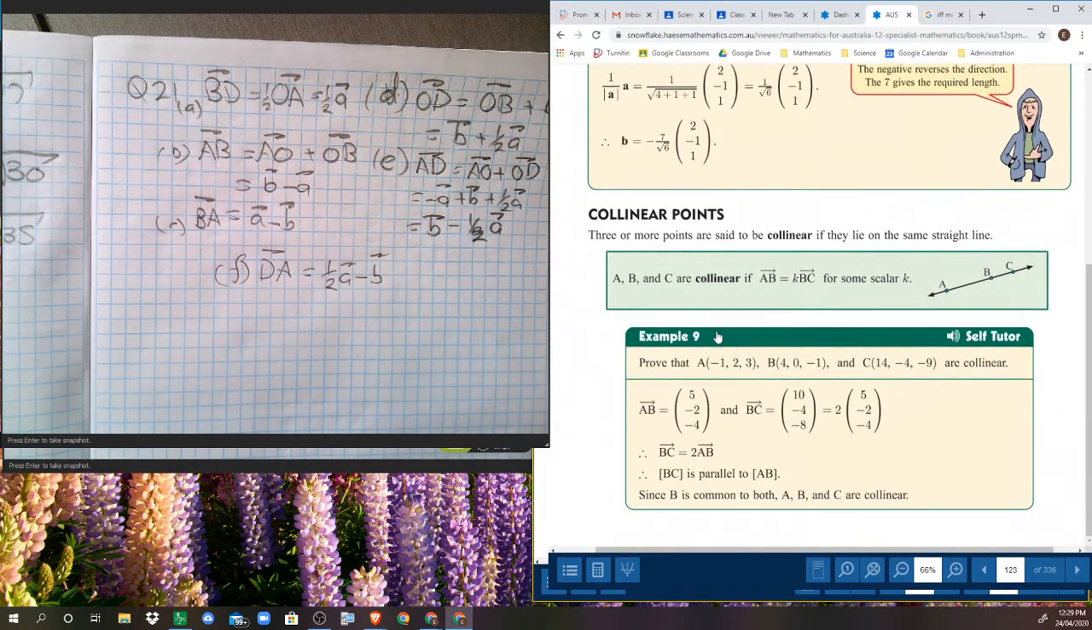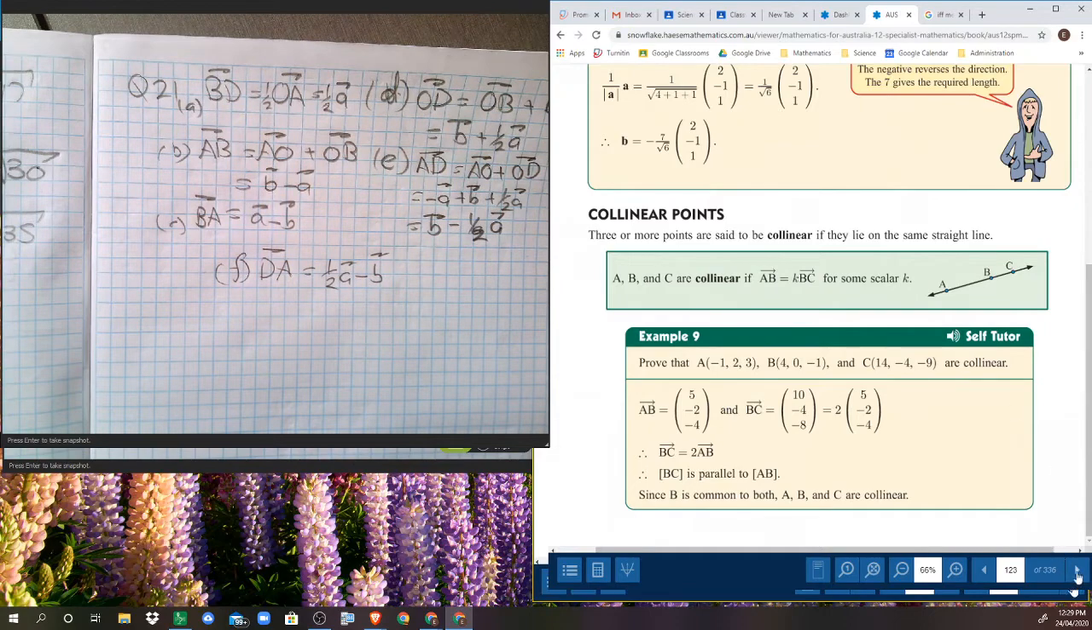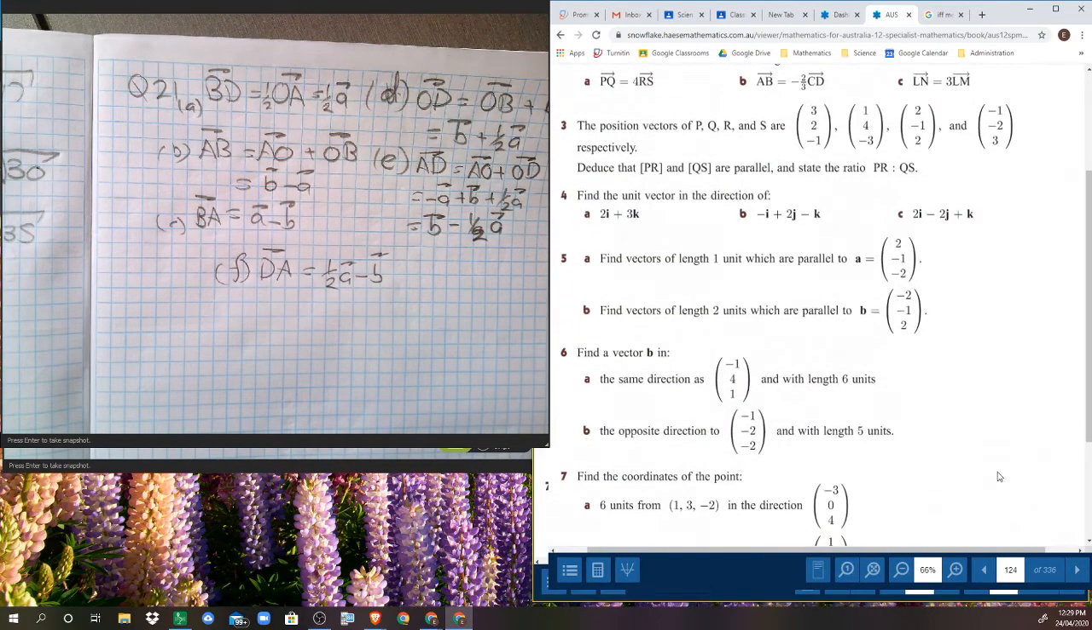Collinear points, another one to add to the list of things. A, B, and C are collinear if they're parallel and they share a point. These ones are parallel and they share the point B. All right, so again, let's go through some ones.